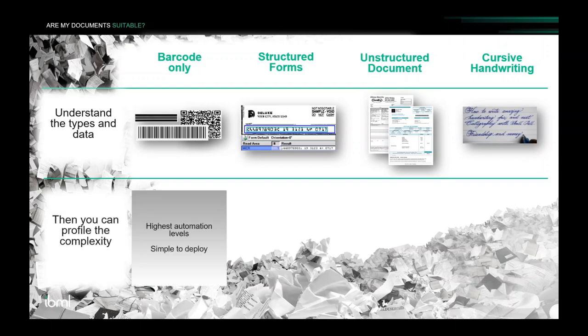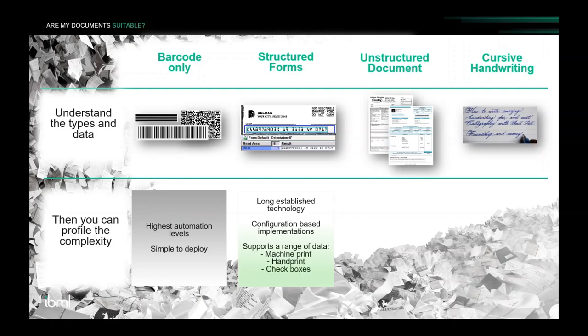The barcode technology is long established. It's generally simple to deploy, and you can look for products such as IBML Capture Suite where you can purchase just the specific modules that you need. Structured forms, again, is well-established technology. A great feature of structured forms is its ability to handle a very broad range of data types, so it can cope with machine print, handprint, checkboxes, and even look for signatures, all within one technology.